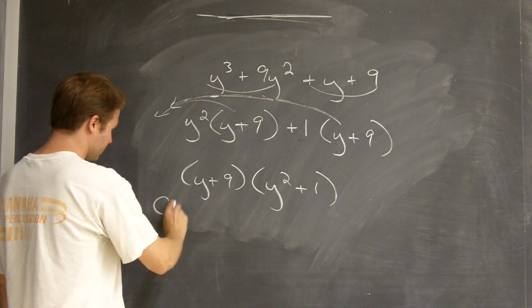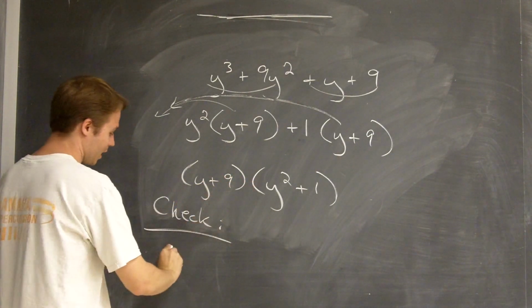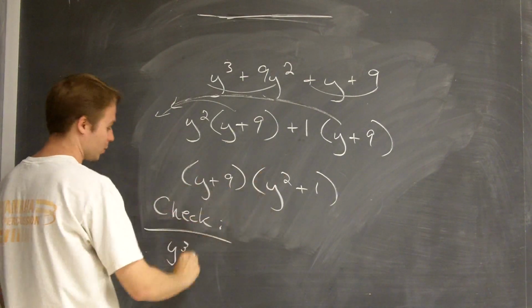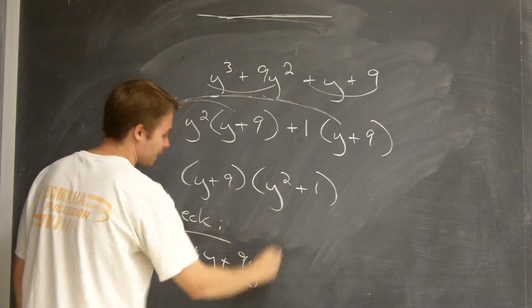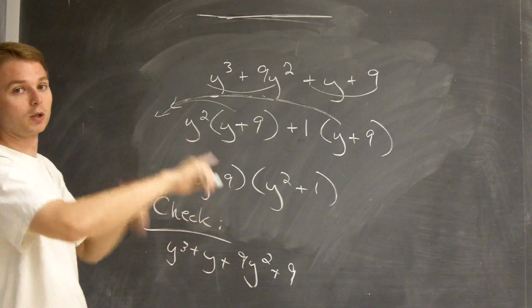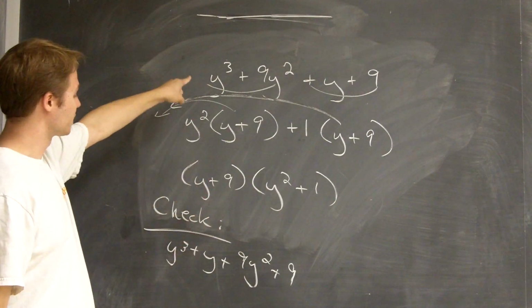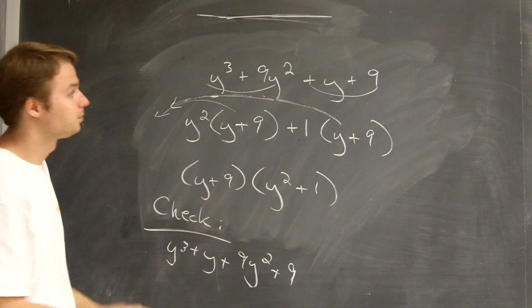Again, I can always check this by FOILing these together. y times y is y cubed, y times 1 is y, 9 times y is 9y squared, 9 times 1 is 9. And I should end up with the exact same expression. I might have to move some terms around, but this is an equivalent expression to the first expression that I started with.